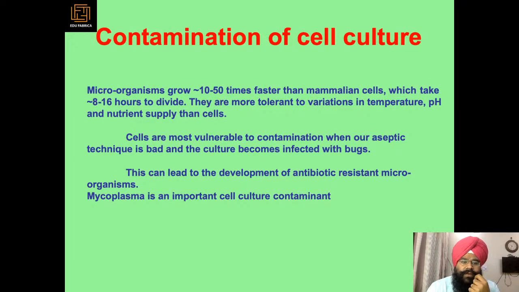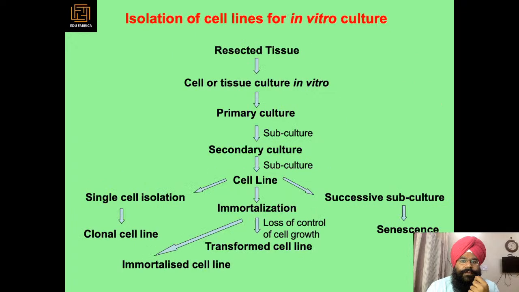Contamination of cell culture has to be controlled. Mycoplasma is mostly the reason for contamination. Antibiotic-resistant microorganisms can be present in your cell culture, and you have to maintain temperature, pH, and nutrient supply to the cells in a tolerable way.